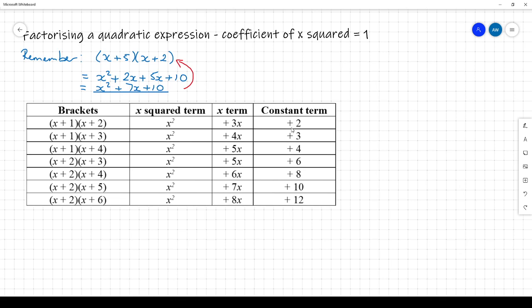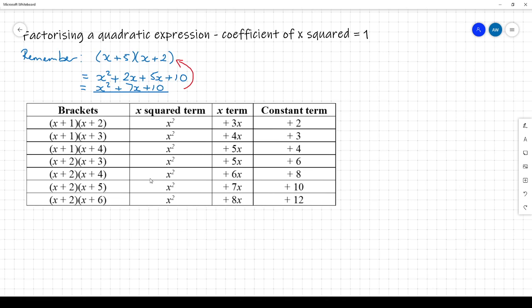Have you noticed then, if we look at this first one, x plus 1, x plus 2, if we add the two numbers, we get this number here in front of x. Plus 1 plus 2 is plus 3. Let's check that out with the others. Plus 1 plus 3, yeah, plus 4. Plus 1 plus 4, plus 5. Plus 2 plus 3 is plus 5. Plus 2 and plus 4, 6. 2 and 5, 7. 2 and 6, 8. So the two numbers in the bracket always add up to the coefficient of x. Plus 5 plus 2, plus 7.